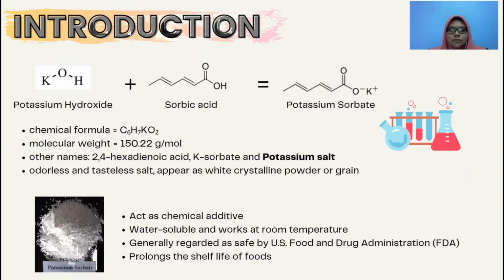The other names for potassium sorbate are 2,4-hexadienoic acid, K-sorbate, and potassium salt. It is an odorless, tasteless salt and it appears as white crystalline powder or granules. In addition, potassium sorbate is known as the potassium salt of sorbic acid.